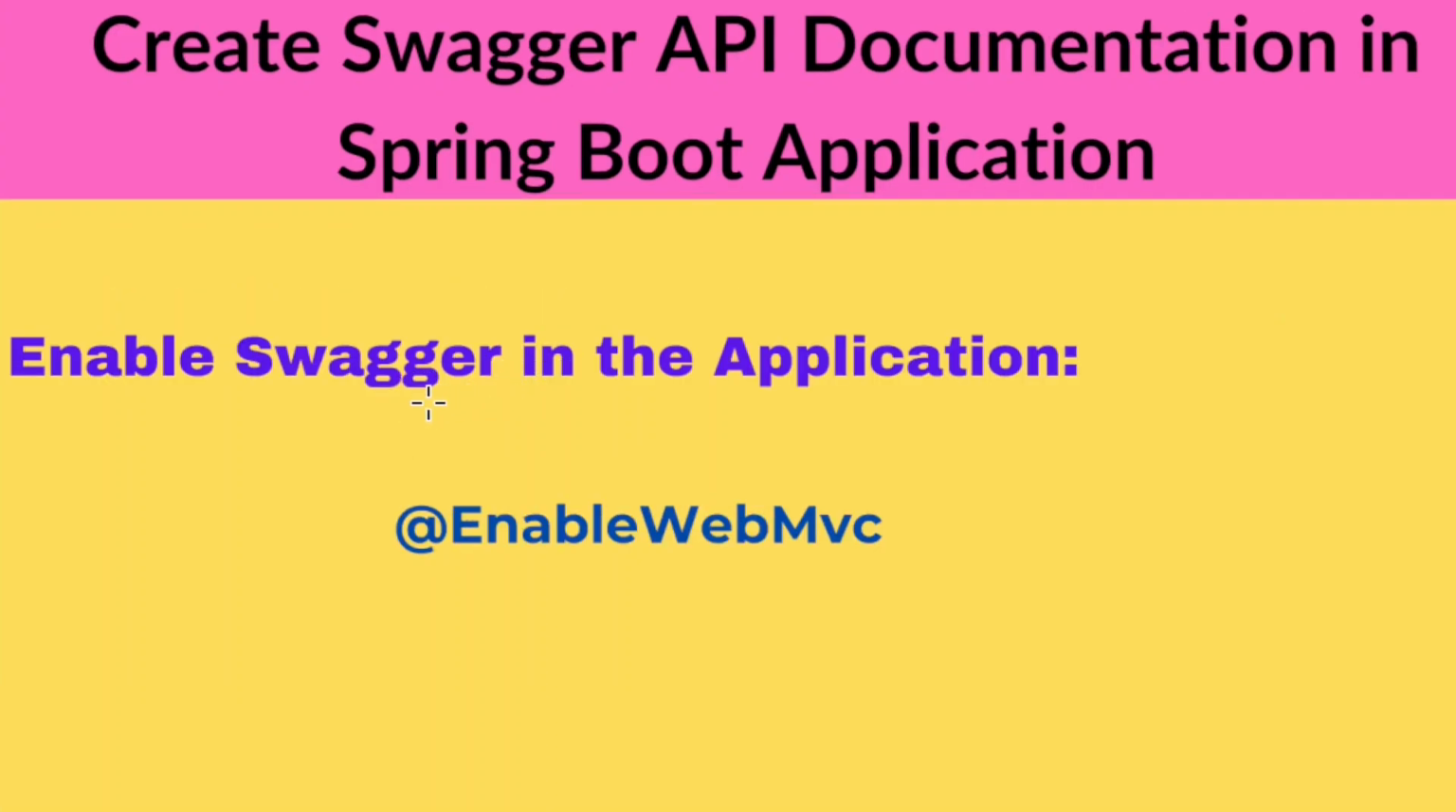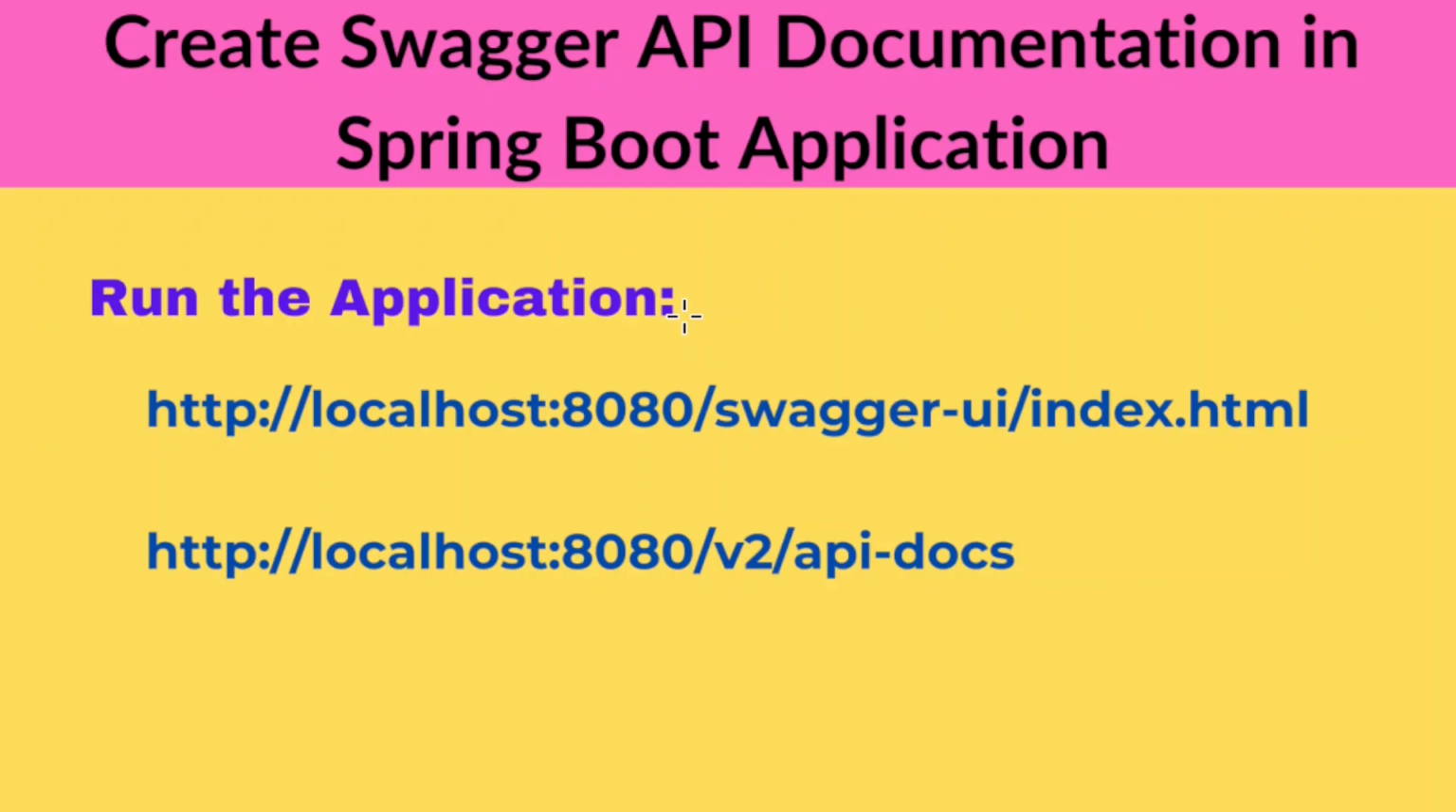Enable Swagger in the application. Add the @EnableWebMvc annotation to your Spring Boot application class to enable Swagger. Next, run the application. Start your Spring Boot application.